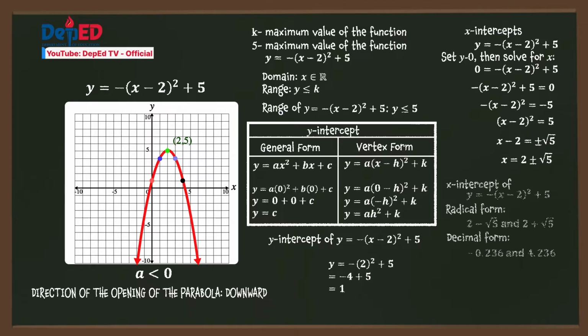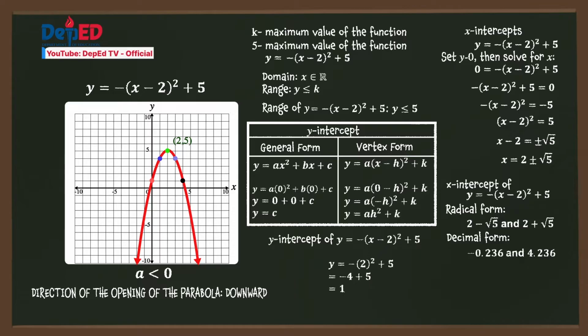In radical form, the two x-intercepts are 2 minus the square root of 5 and 2 plus the square root of 5. But when renamed as decimal, rounded to the nearest thousandths, these x-intercepts are approximately equal to negative 0.236 and 4.236 respectively.